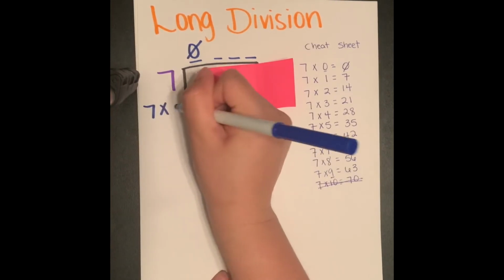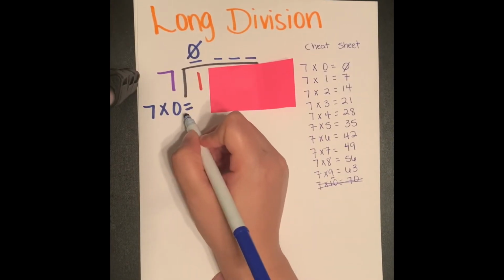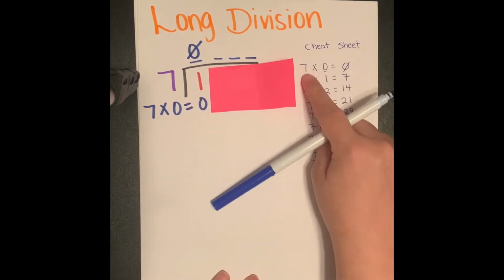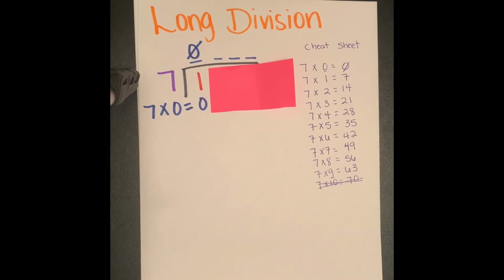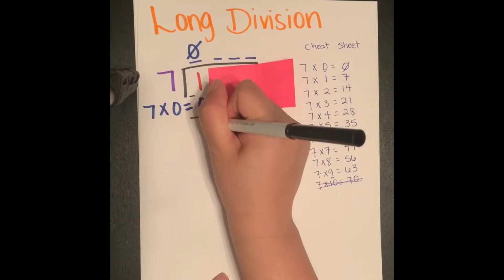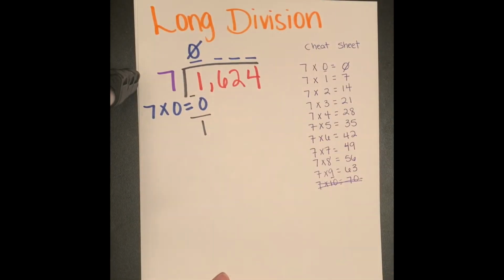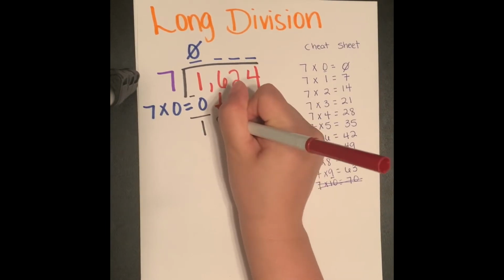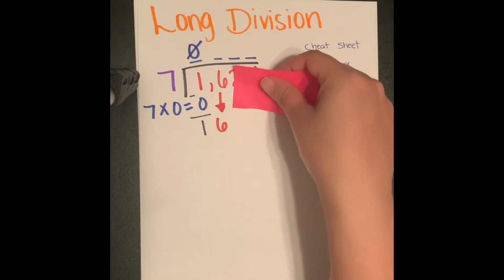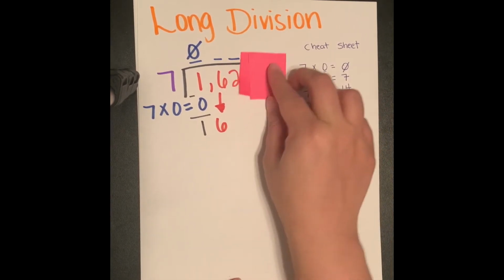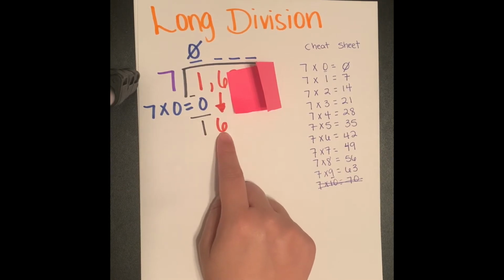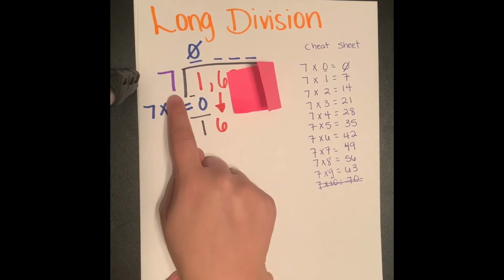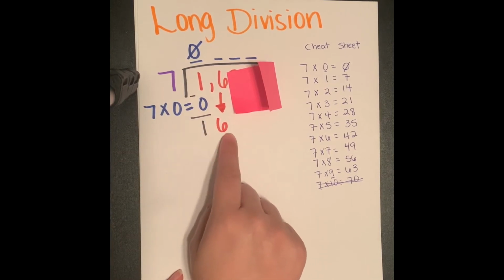Let's write that math fact out. 7 times 0 is 0. Here it is. Then I subtract. 1 minus 0 is 1. And then I can bring down the next number, which is 6. So now I have $16. So I'm still going to the $7 store, but now I have $16.